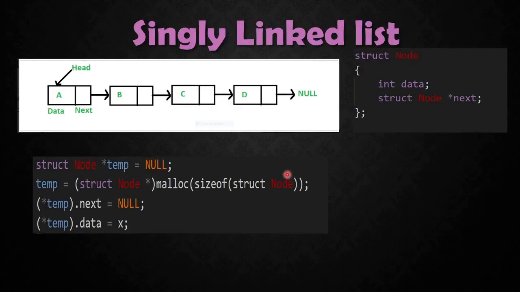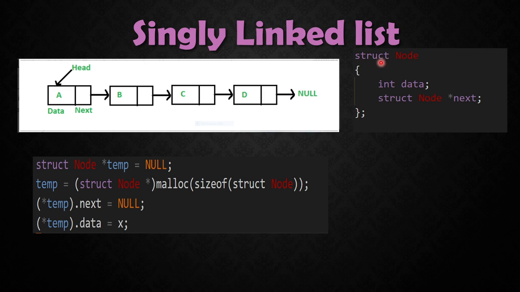Let's move forward quickly. Here is the basic image of the single linked list. It has a head pointer which always points to the first node of the linked list, and each node has two parts. The first is the data, and the other is the next part. The next part stores the address of the next node, right?